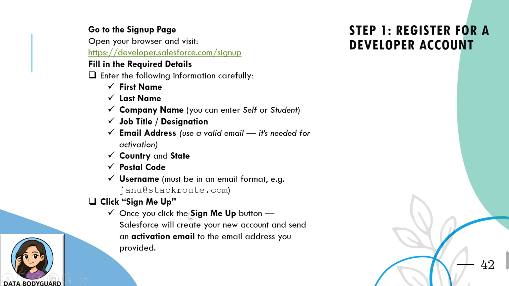Okay, once you click on the sign me up button, Salesforce will create a new account and send an activation email to the email address you provided. Here, in the email address you provided some valid email, right? You have to go and check that email. If you click on sign up now, sometimes it will not arrive immediately, so we have to wait for some time. Sometimes we will receive it immediately.